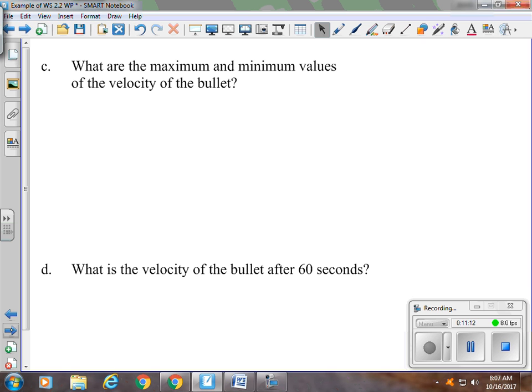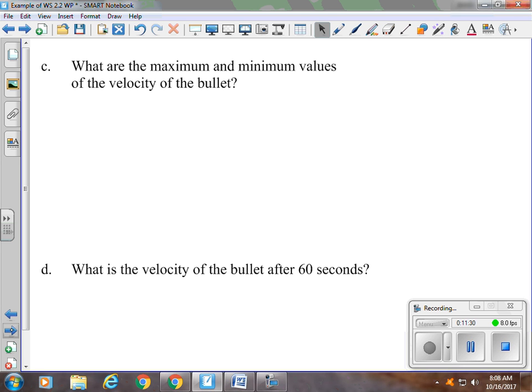All right, in our next one, we're looking at what are the maximum or minimum values. And I don't know why it says and, because it should say or. Well, maybe there's more than one. I don't know. We'll see. The velocity of the bullet. Do you think there's going to be a maximum or minimum velocity?